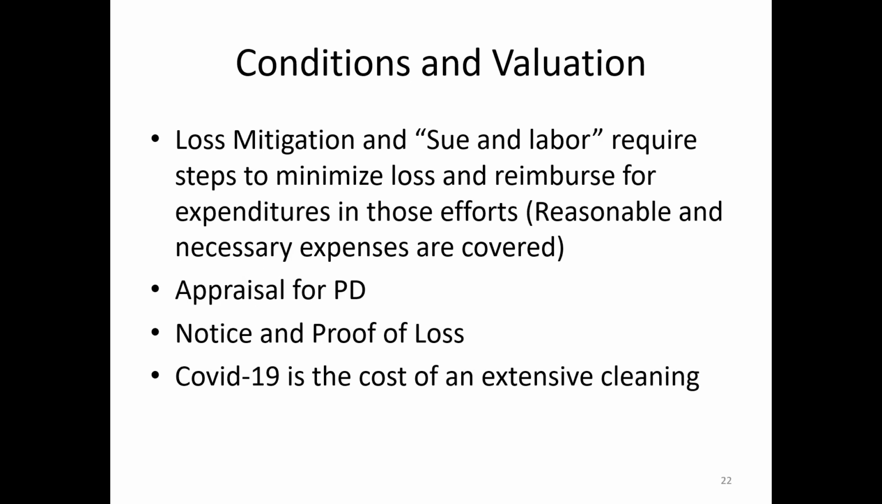Some of the things you should be aware of if you're dealing with a BI, business interruption, policy: loss mitigation and sue and labor. You need to minimize your loss, and you're reimbursed for expenditures in those efforts. A lot of that is force majeure and other ways to get out of contract liabilities. You need to do an appraisal for property damage, provide notice and a proof of loss. Many times, if you have a large enough claim, it's really helpful to get a public adjuster because they really know how to find every nook and cranny that's covered for you.